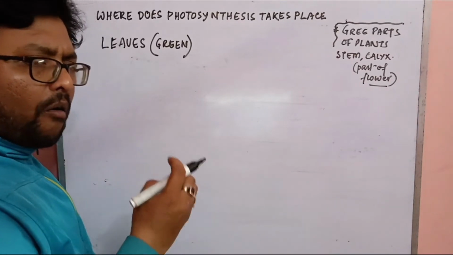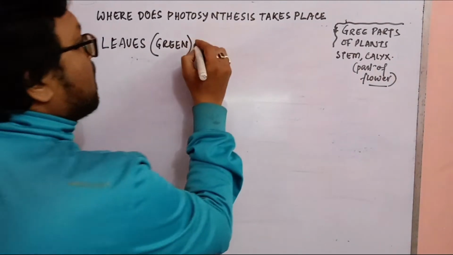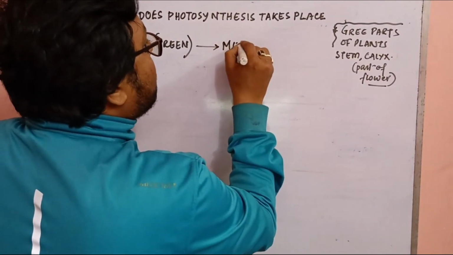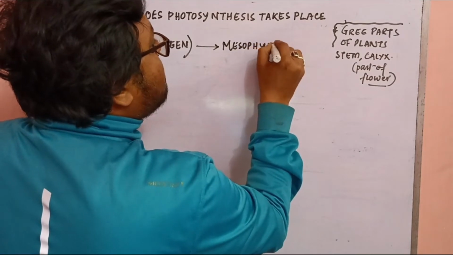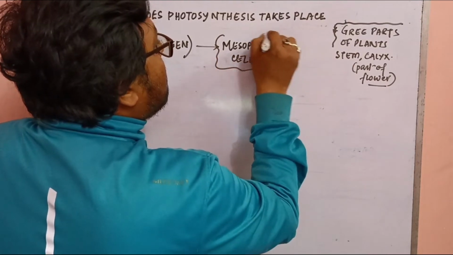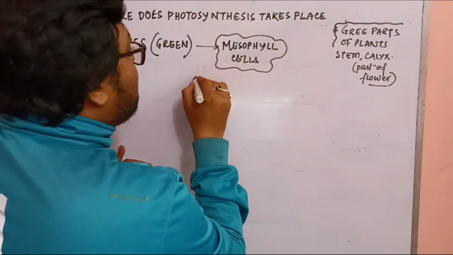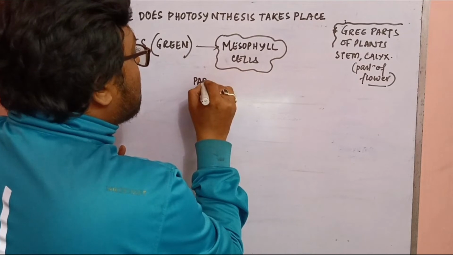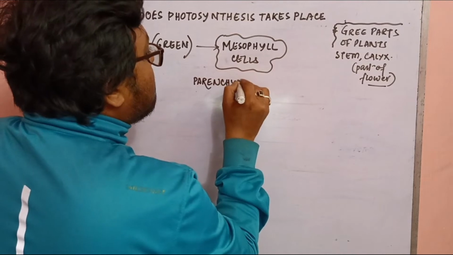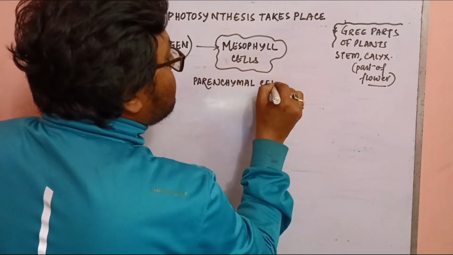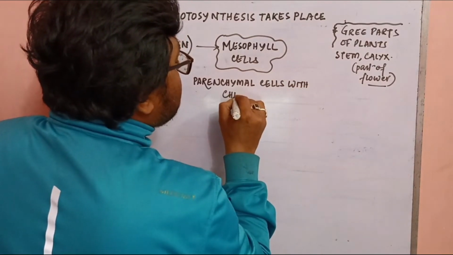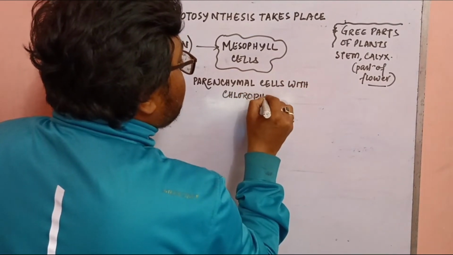It generally occurs in green leaves. Green leaves এ আমরা দেখি mesophyll cells. Now what is meant by mesophyll cells? These are parenchymatous cells with chlorophyll.